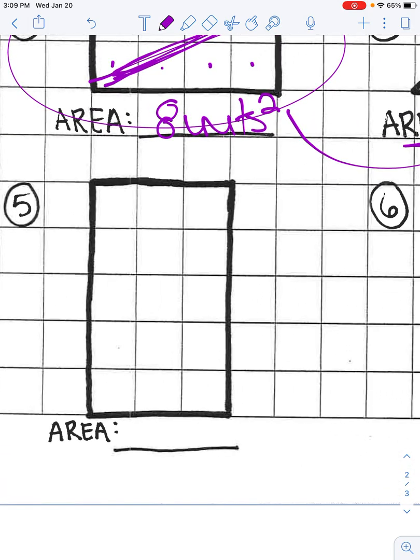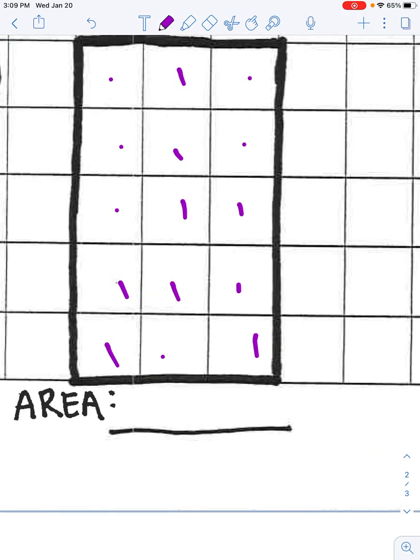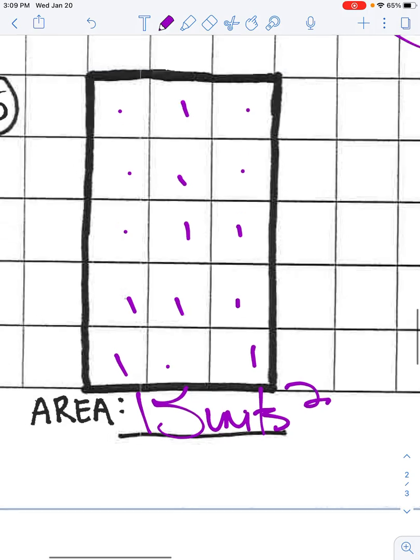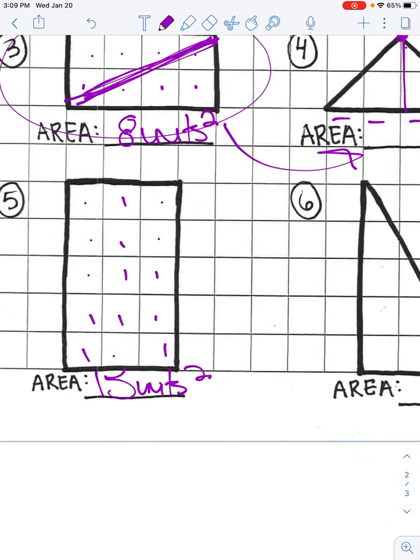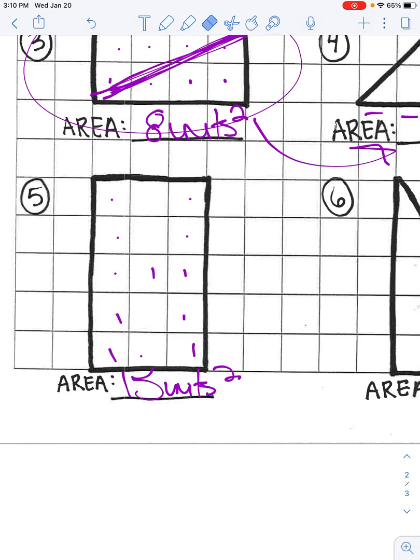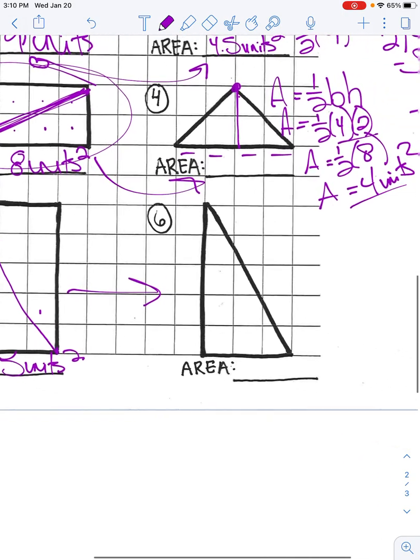Okay, and then let's look at this fifth one. Area of this larger rectangle, 1, 2, 3, 4, 5, 6, 7, 8, 9, 10, 11, 12, 13, 14, 15. You should be thinking, what is half of 15? 15 is not an even number, so it's going to be a decimal. Again, if I look at this rectangle and I make it into a triangle by cutting it in half, you're going to see this one over here.